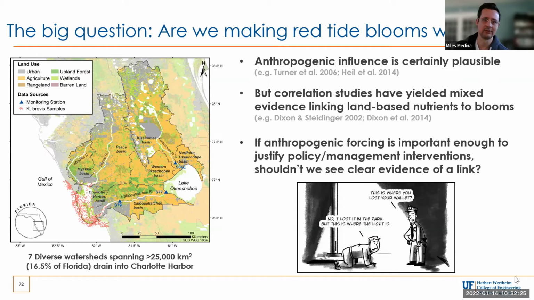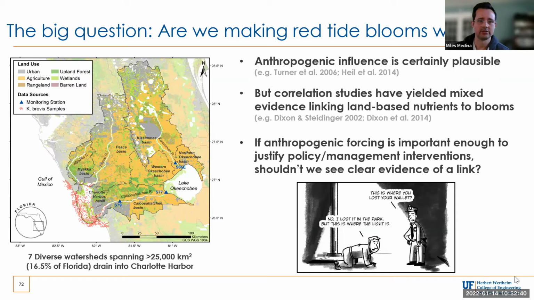Now, researchers have also looked at the data to see if there's a link between human activity and blooms. And here the results have been mixed. So on the one hand, there's often a correlation between blooms and river discharge, that is the amount of water coming out of a river.